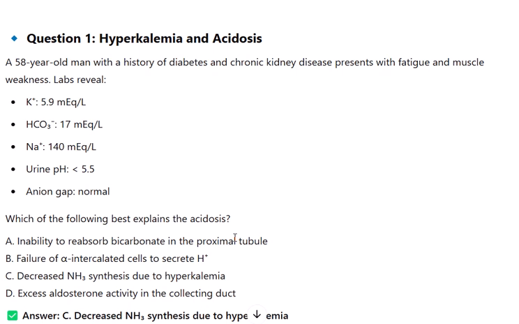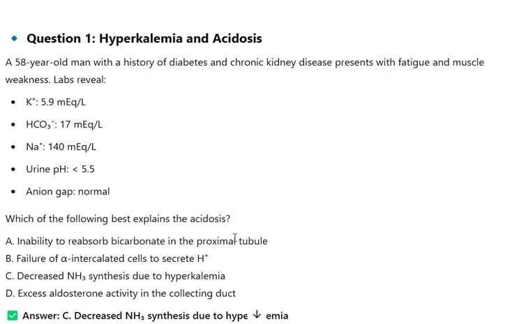A 58-year-old man with a history of diabetes and chronic kidney disease presents with fatigue and muscle weakness. Labs reveal K 5.9 mEq/L, HCO₃ 17 mEq/L, Na 140 mEq/L, urine pH 5, anion gap normal. Which of the following best explains the acidosis?